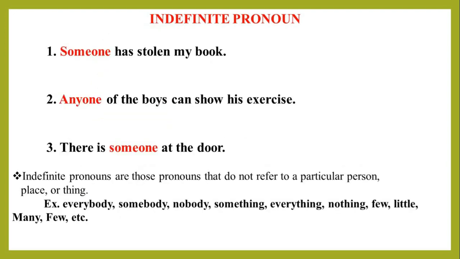Now see the examples 1, 2 and 3. There are some words in red color. These words show an unknown person whom the speaker does not know. So, we can say that the words which do not refer to a particular person, place or thing are called indefinite pronouns. Example, everybody, somebody, nobody, something, everything, nothing, few, little, many, etc. Now students, let's see the next pronoun.